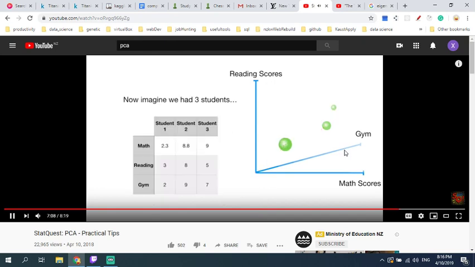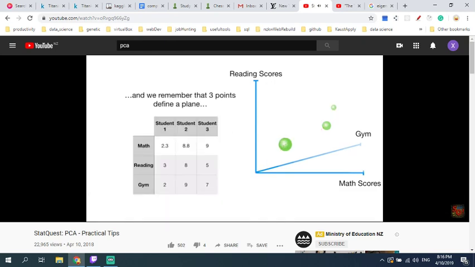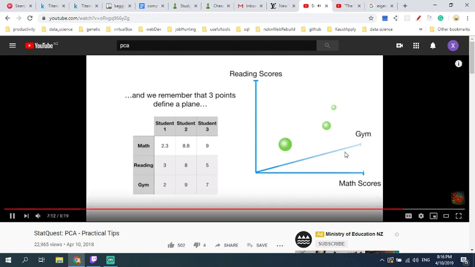Now imagine we had 3 students. And we remember that 3 points define a plane. And a plane has only 2 axes. Then we would predict that there would only be 2 principal components.